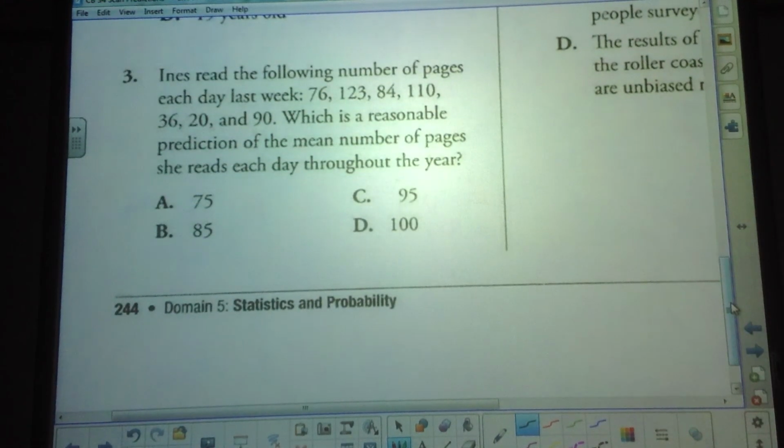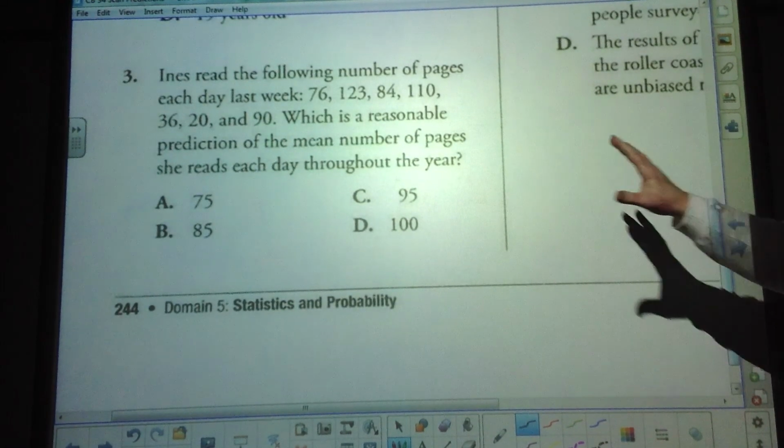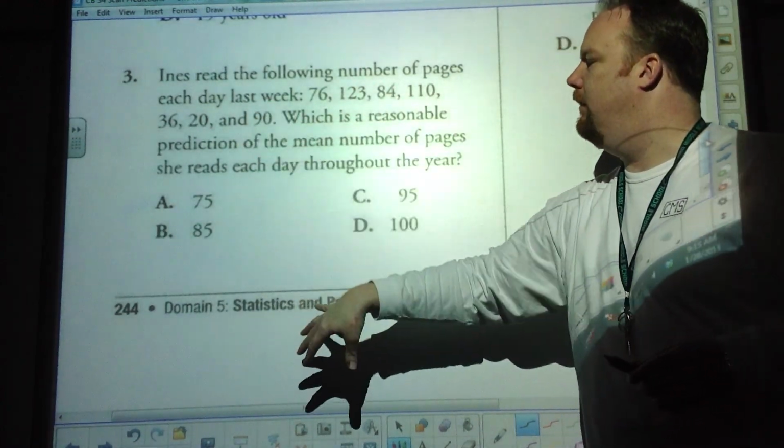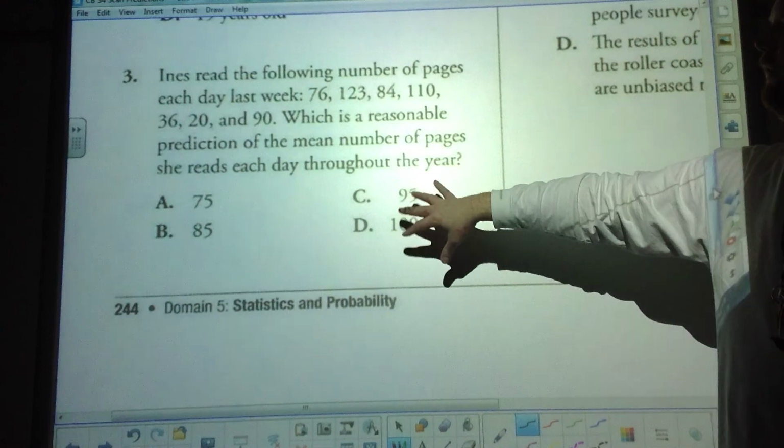Enid reads the following numbers of pages each day. So one day she'll read 76, the next day she'll read 123, and so on. Which is a reasonable prediction of the mean number of pages she reads each day throughout the year? Again, you're going to add these up, divide by 1, 2, 3, 4, 5, 6, 7. Get the number that's closest to these choices.